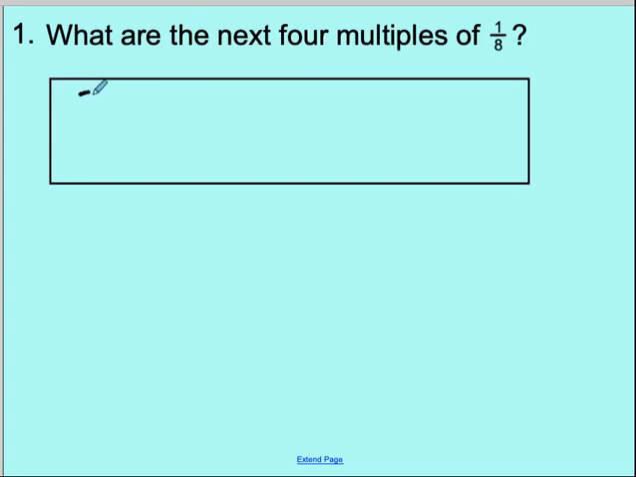So the next 4 would be 2/8, 3/8, 4/8, otherwise known as 1/2, but we're going to leave it as 4/8 for this because we're talking multiples of 1/8, and then 5/8. Okay, and we would end right there because we only needed to list the next 4, starting with 2/8, 3/8, 4/8, 5/8.